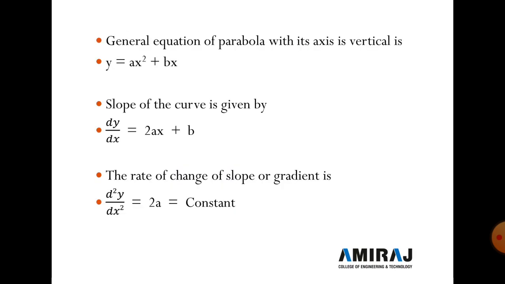Now the general equation for a parabola with its axis vertical is y is equal to ax square plus bx. The slope of the curve is given by dy by dx. Taking the derivative of this equation, dy by dx is equal to 2ax plus b. The rate of change of slope or gradient is d square y by dx square. Taking the derivative another time, d square y by dx square is equal to 2a, a constant value.